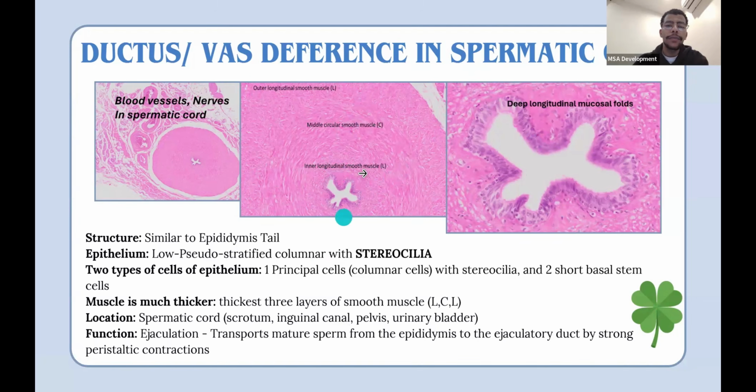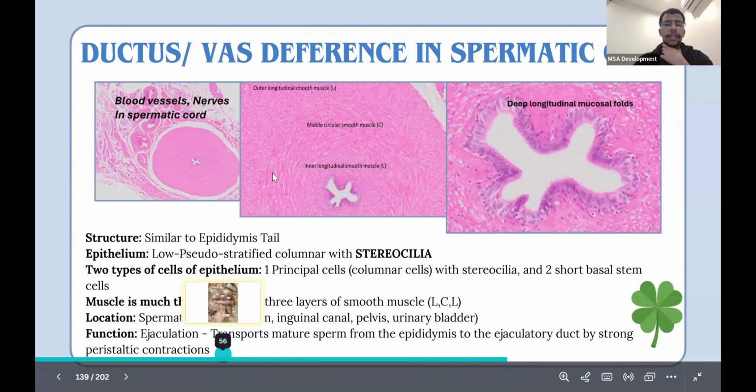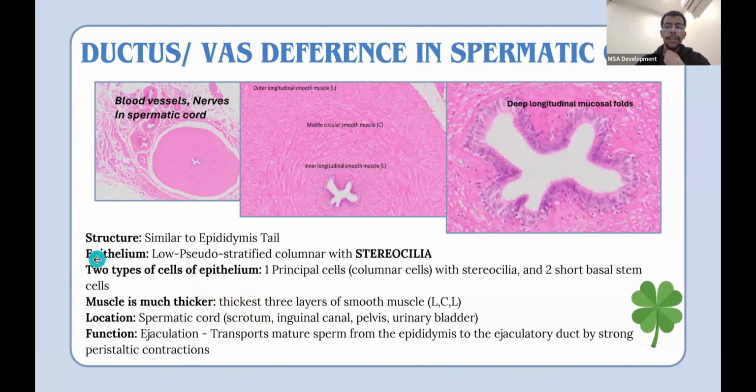So LCL. Of course, you guys know why this looks circular here and why that looks longitudinal. Yeah, why is it the opposite? Because it's a cross section. So here circular, then here longitudinal. So the circular is sandwiched in between. Now, its function is basically ejaculation. It transports the sperm from the epididymis to the ejaculatory duct.